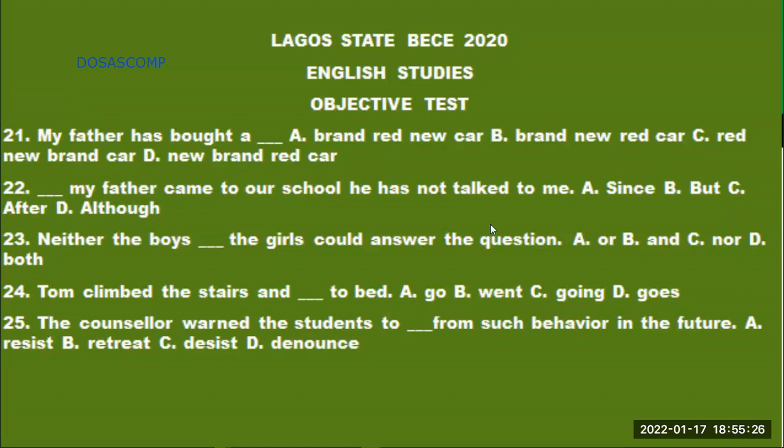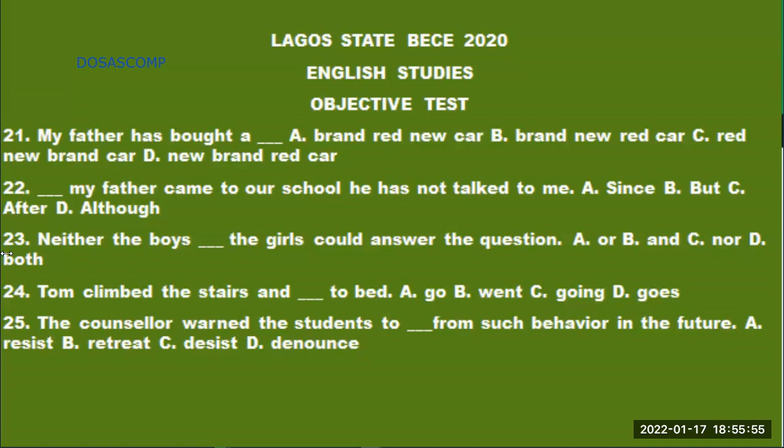And a similar situation is what we have with although. Although my father came to our school, he has not talked to me. Does not really fit in. Something doesn't really sound perfectly okay with that. Now, this is how you test the grammaticality or otherwise of the sentence when you use an option to fill in the blank space.